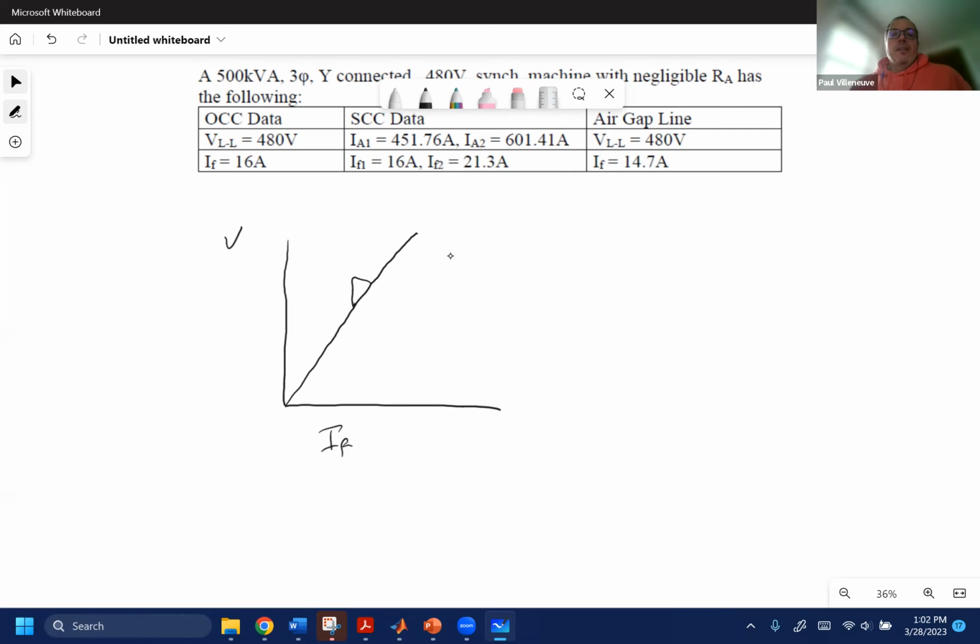The open circuit data follows that line, but then it starts to experience saturation and does one of these things. Now we can put another axis on. This here is my armature current. And I have a short circuit characteristic that does something like this, and that's a straight line as well. This has a constant slope. There's no saturation that affects that. So this is the short circuit characteristic, this is the air gap line, and this is the open circuit characteristic.